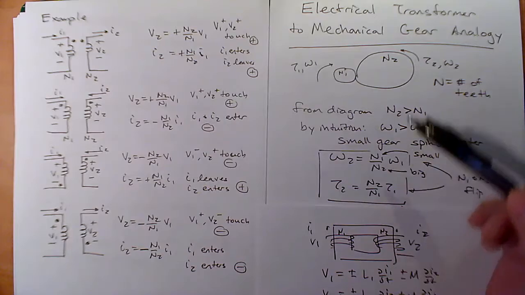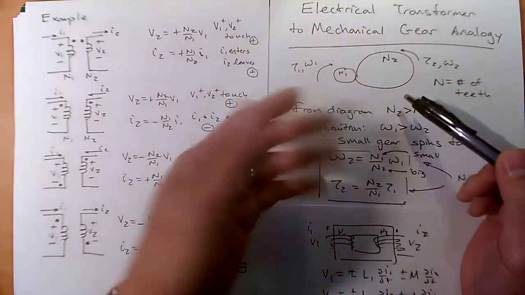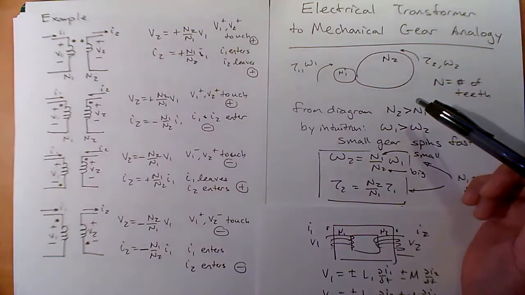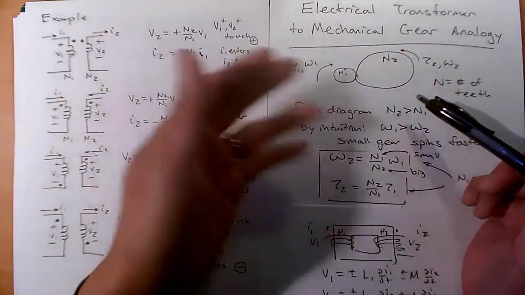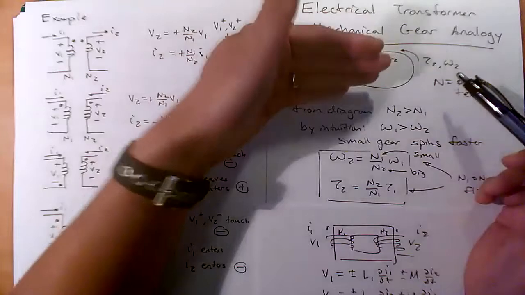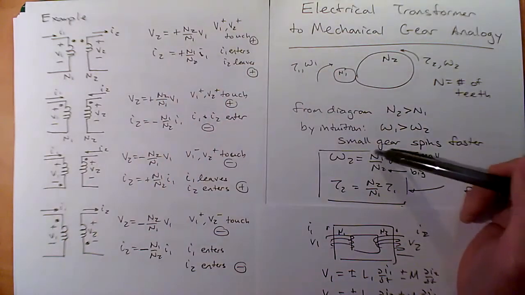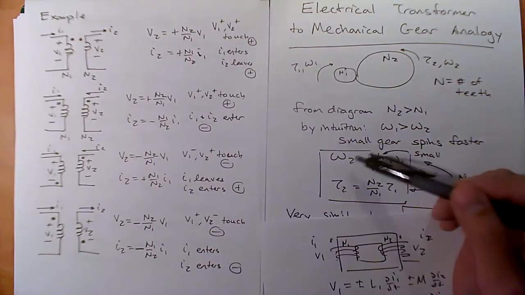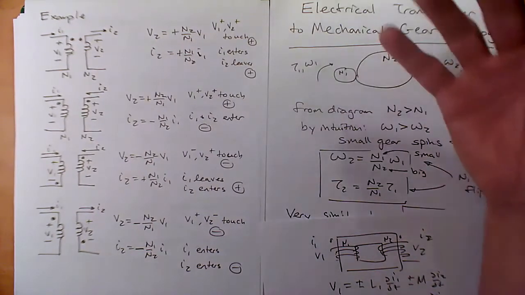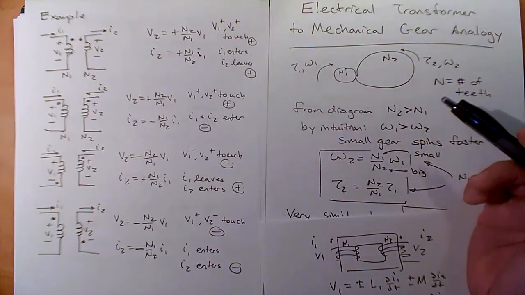So that's one way I like to re-derive the gear ratio relationships for myself. If I forget, is omega 2 N1 over N2, or is it N2 over N1? I kind of go through this little process to refamiliarize myself, especially if I'm not using this every day. Okay, now notice omega is like a velocity and current is also like a velocity. It's like a flow of charge, if you recall.